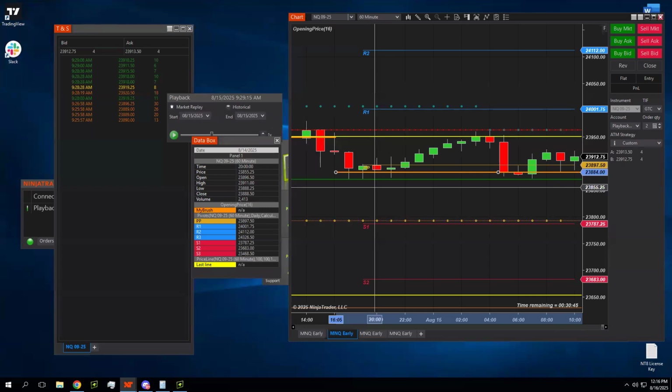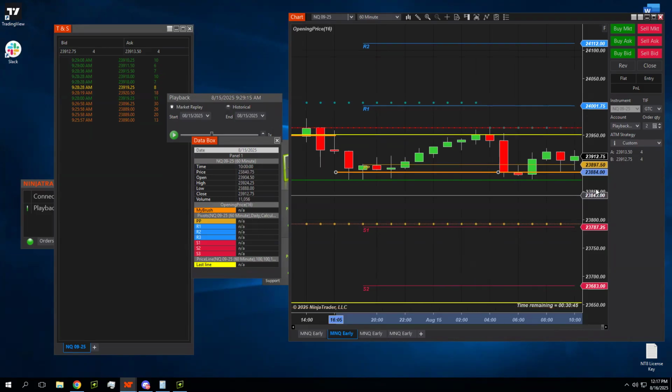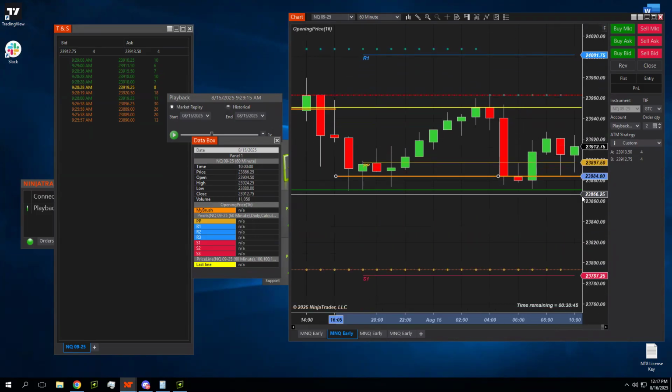But the LIS from Monday to Tuesday, great. Tuesday to Wednesday, Wednesday to Thursday, Thursday to Friday. But Friday to Monday, don't even use it. It's not consistent enough. So that's what that orange line is, and I trade off of that all the time.